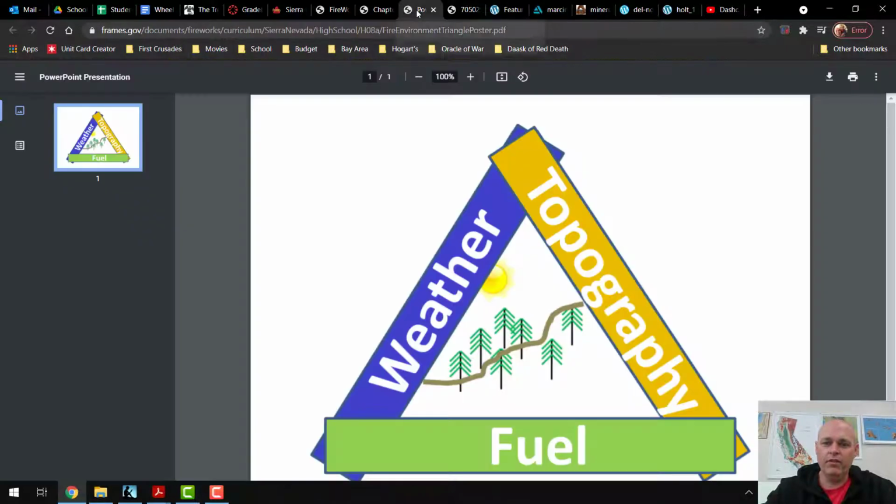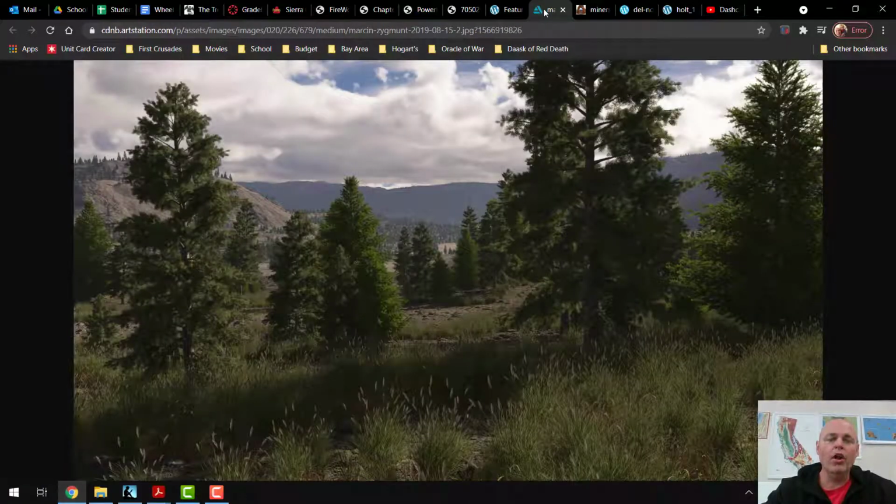The next part of the triangle, other than topography, is going to be fuels. And we've talked about fuels before. There's really no difference here. The fuels that we're talking about are how much fuel is there. Like in this forest, I have very spaced out fuel. The trees are spaced out. And there's even patches of just bare gravel and dirt.